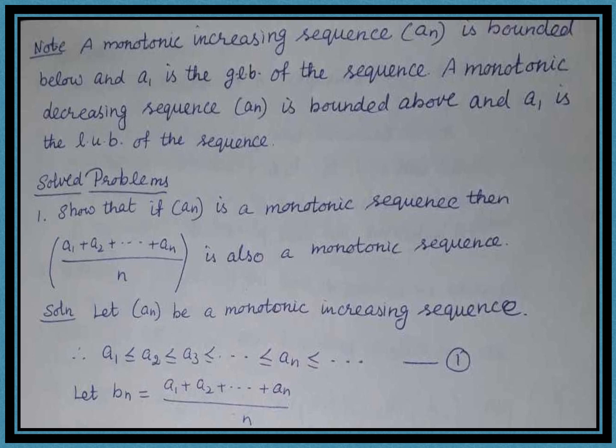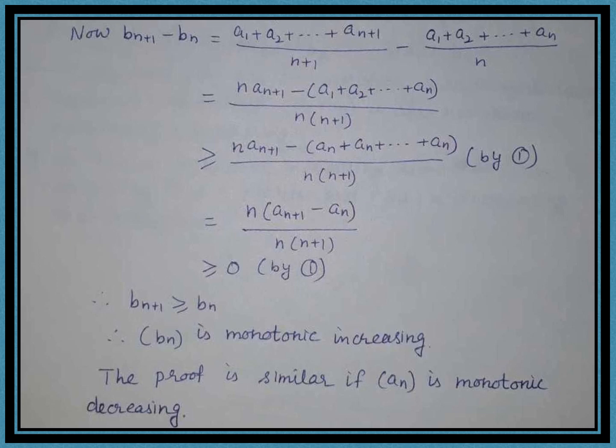Let us take the nth term of the required sequence as bn, so bn equals a1 plus a2 plus etc. plus an divided by n. In order to prove the sequence bn is monotonic increasing, we take the nth term and the n plus 1th term. As I told you before, we can take either bn minus bn plus 1 or bn plus 1 minus bn. Here we are taking bn plus 1 minus bn. On simplification, we note that it is greater than or equal to 0. The simplification part is going to be taking the LCM of the two terms.